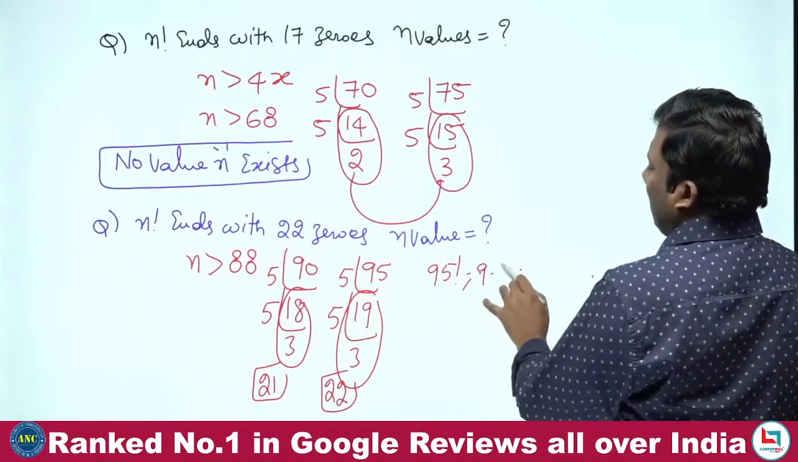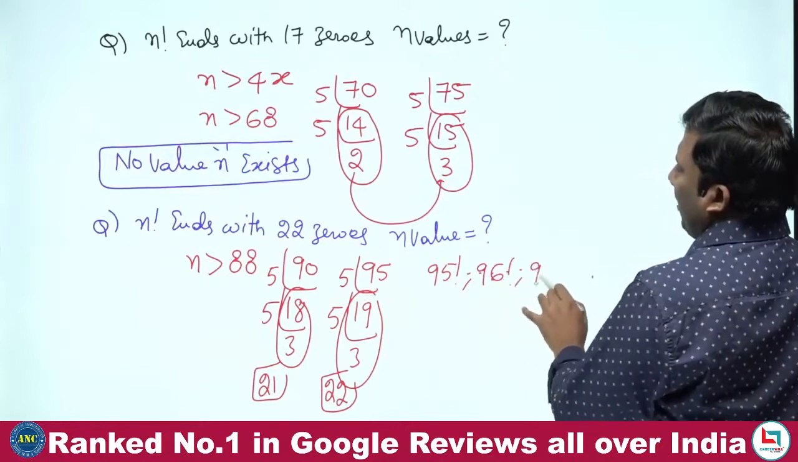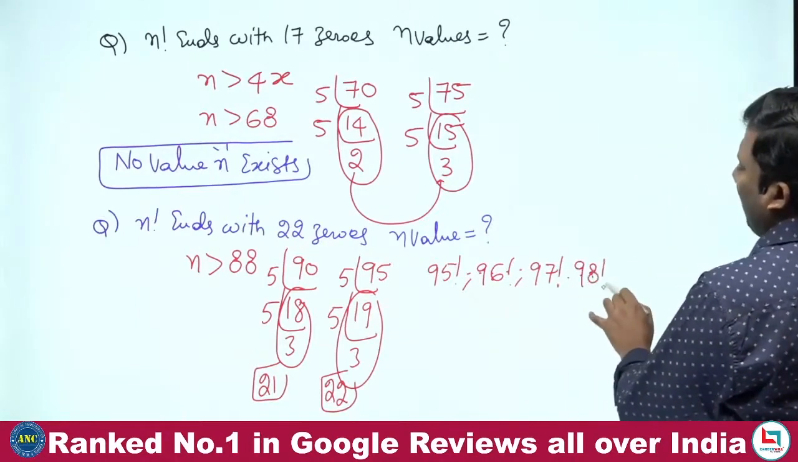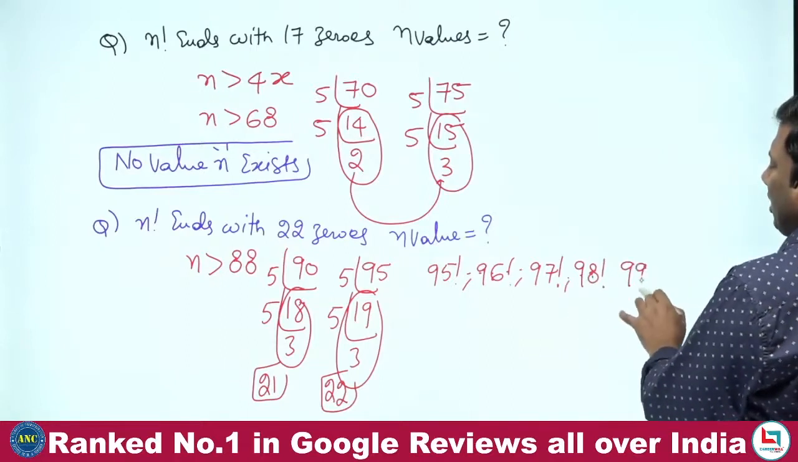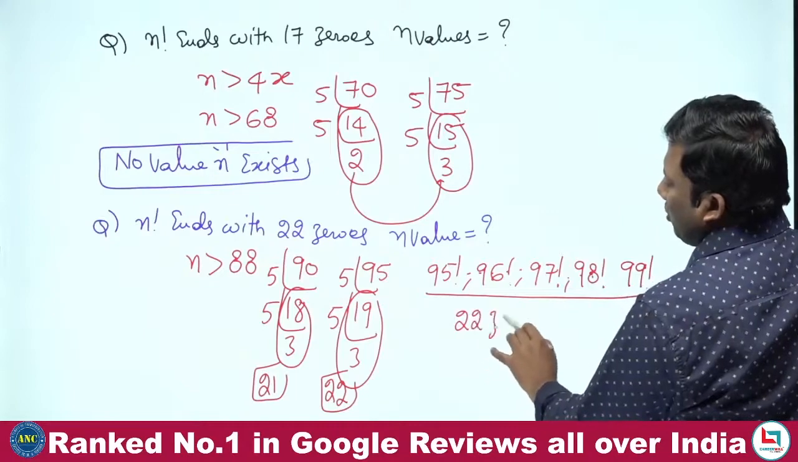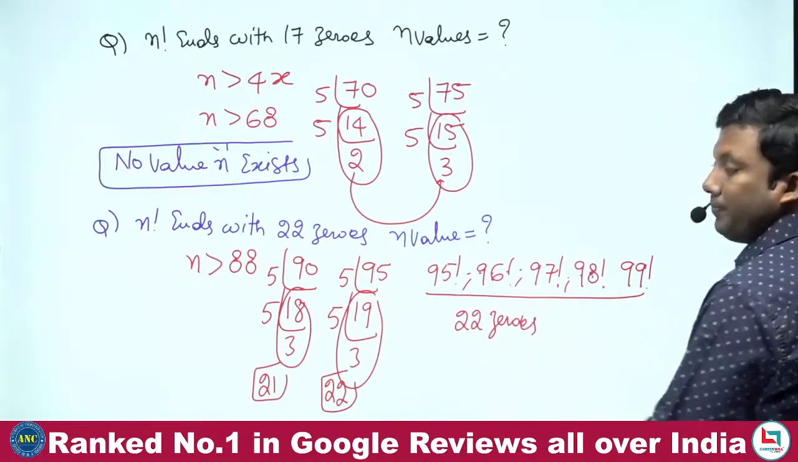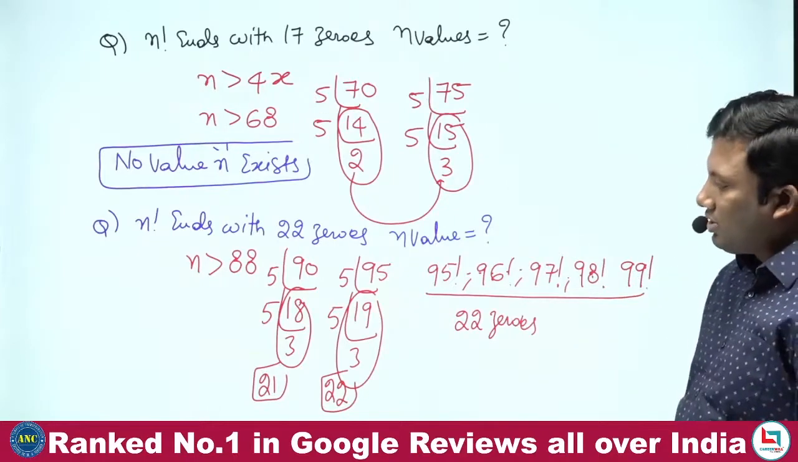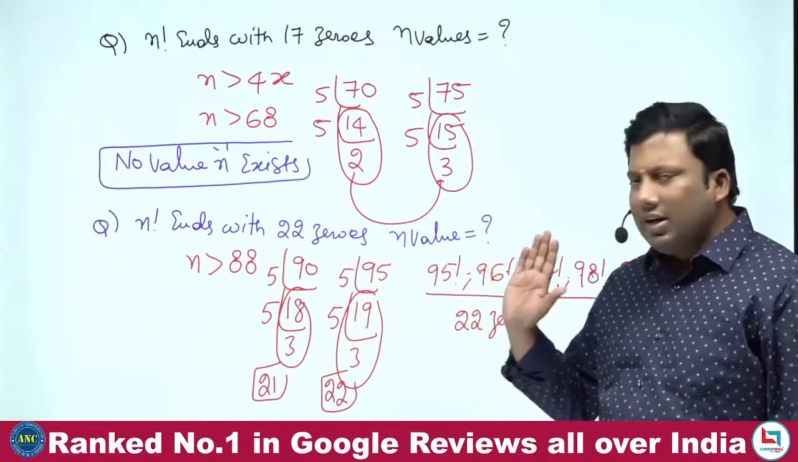What are the next numbers? 96 factorial, 97 factorial, 98 factorial, and 99 factorial. All these numbers will have 22 zeros at the end. I hope the idea is clear.